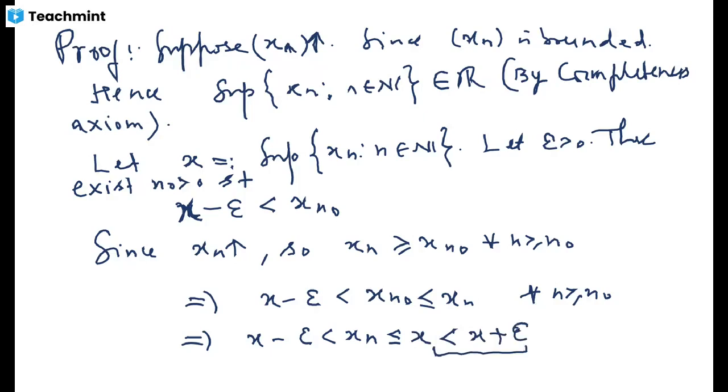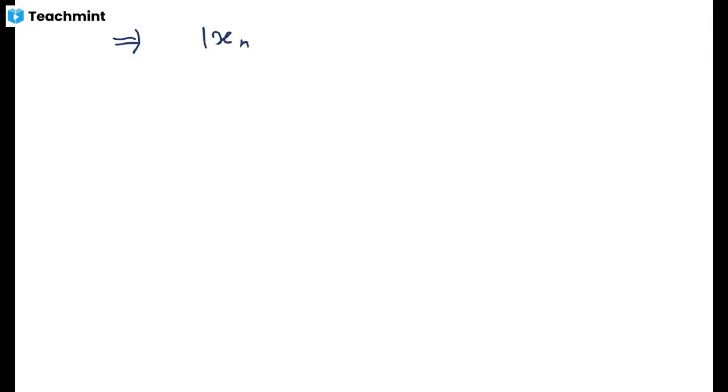So if I drop this x from in between these inequalities, what is left to us is the following inequality: x minus epsilon is less than xn, and this is less than x plus epsilon for every n bigger than or equal to n naught. And this inequality equivalently means that the modulus of xn minus x is less than epsilon for every n greater than or equal to n naught.